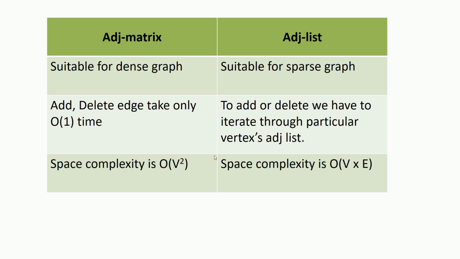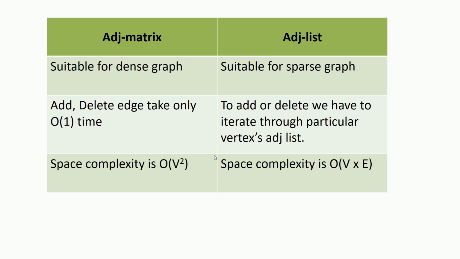Due to the same reason as for the first point, adjacency matrix implementation has a space complexity of V squared. But on the other hand, adjacency list representation has a space complexity of V plus E because we are just storing pointers to the vertex pointers and the adjacent vertices.